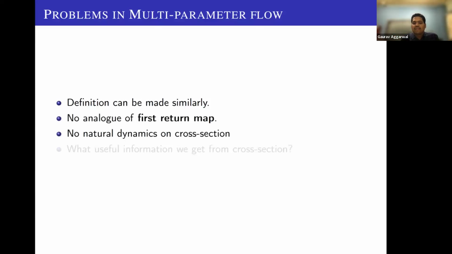But the main problem is that there is no analog of the first return time map. There is no suitable dynamics on the cross section which is enough to carry forward all the information of the larger dynamical system and fit on the smaller cross section. Okay, we don't have the dynamics, but still, if we construct the cross section suitably, can we actually extract some information from this smaller cross section? If we construct a cross section, what would that information be?